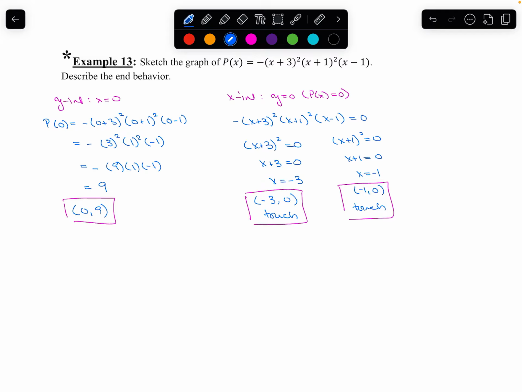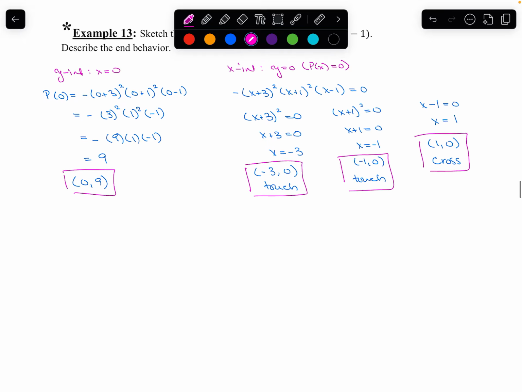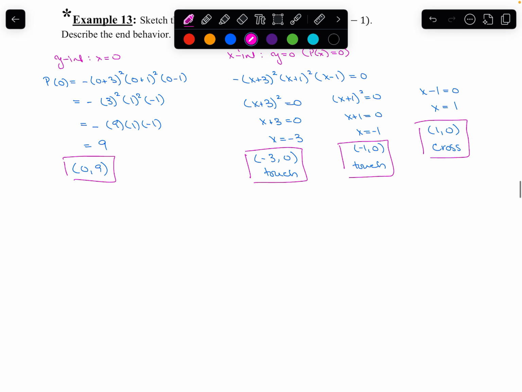And lastly, we have x minus 1 is equal to 0, so x is equal to a positive 1, so we get 1, 0. Its multiplicity is that unseen 1 here. So this is really to a power of 1, which is odd. So it crosses here. So the behavior at that intercept is that it will cross. Okay, so now we have our x-intercepts and their behaviors.